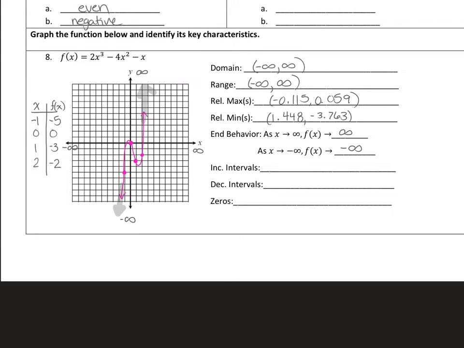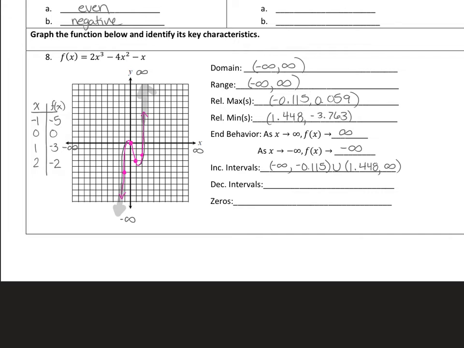Okay, now we have intervals of increasing and decreasing. Increasing is where the ant is crawling up the hill. So in this case, it would be this section and this section of the graph. My increasing intervals are going to be from negative infinity until the x value of that maximum, negative 0.115. Union, if we have two intervals, we connect them with a union. The x value of that minimum, 1.448, to positive infinity. That's where the function is increasing.